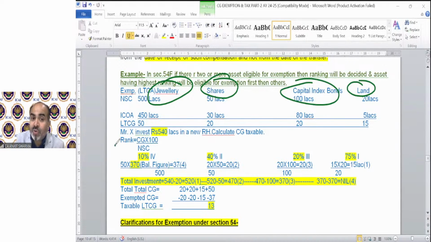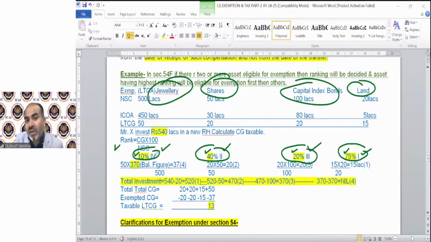So we need to do the ranking system. So we have applied the ranking provision. It came with 10%. This is 40, this is 20, this is 75. So 75 will get the first rank. 40 has the second rank. 20% got the third rank, and this is going to have the fourth rank. So the jewelry will get the exemption at last.